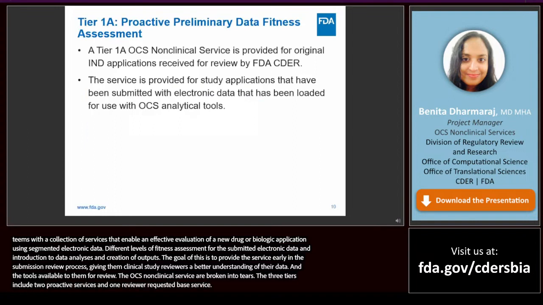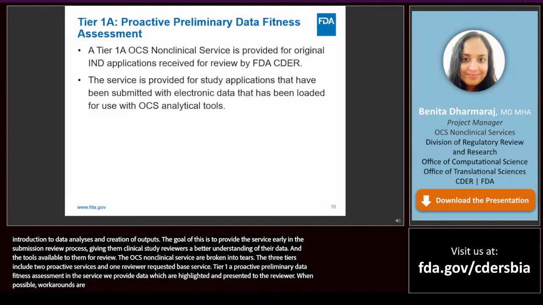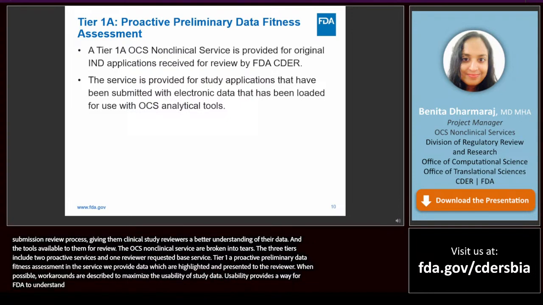Tier 1A, Proactive Preliminary Data Fitness Assessment. In this service, we provide data issues that impact reviewability, which are highlighted and presented to the reviewer, and when possible, workarounds are described, maximizing the usability of study data. Usability provides a way for FDA to understand what common issues are in the submissions and communicate those back to industry when applicable.